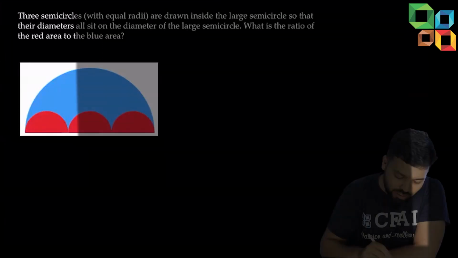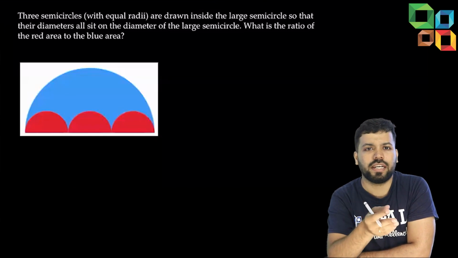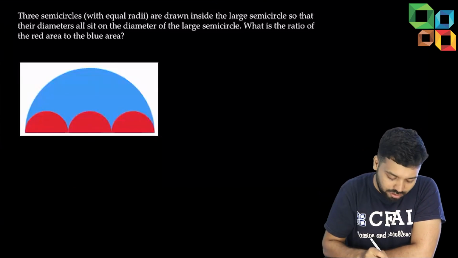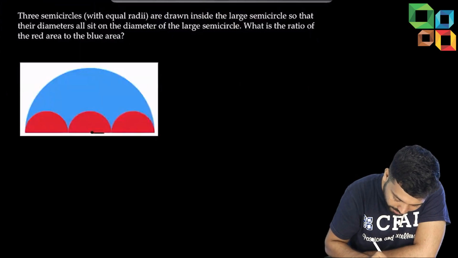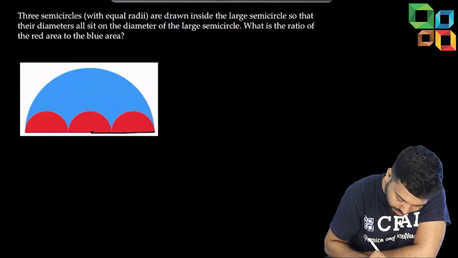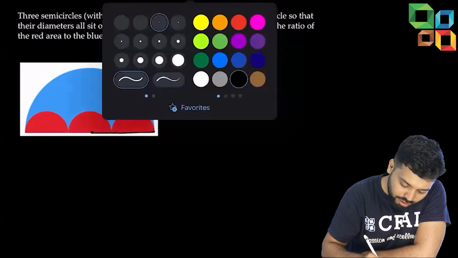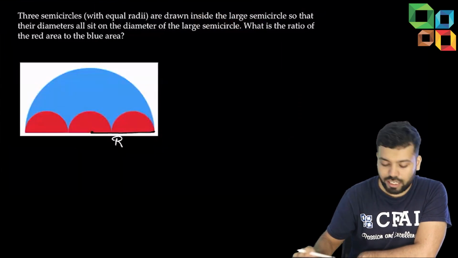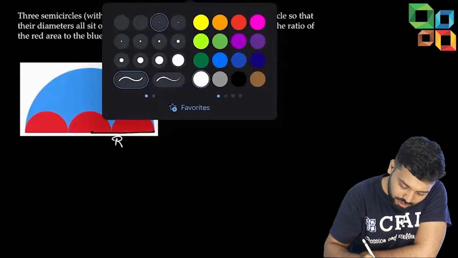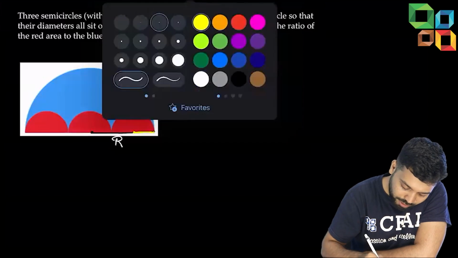Yeah, so let's do that. What he's trying to say, instead of taking 3, we'll take it as r. We'll go with our traditional method itself. So we take the radius of the bigger circle as r. So we can take the radius of the smaller circle to be r by 3.